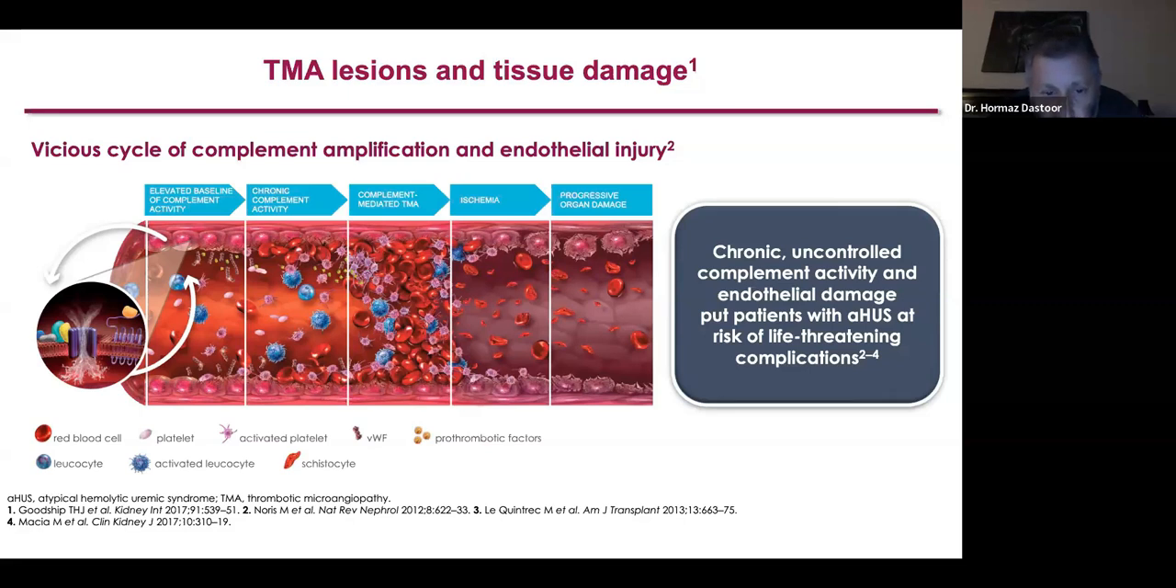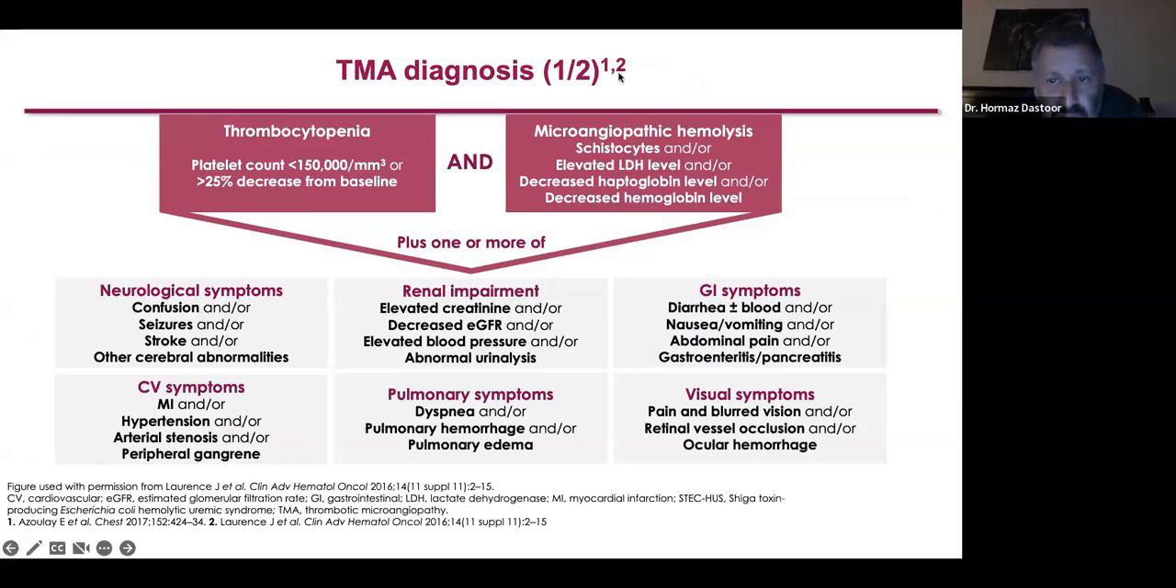So our role as physicians is, when we identify this TMA-like process, a differential diagnosis should go in our mind, and we need to look at the causes of TMA. Now, how does TMA present if we look at the blood picture and the clinical picture? TMA is characterized by three basic characteristics. Number one, the presence of thrombocytopenia. So if you have a patient who presents with a platelet count of less than 150,000 or greater than 25% decrease from the baseline, and clinical evidence of MAHA.